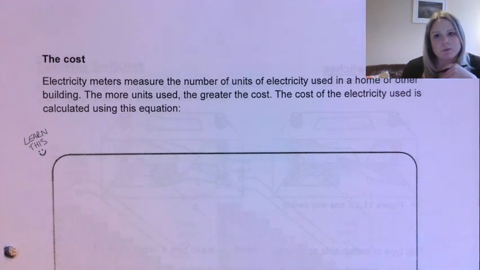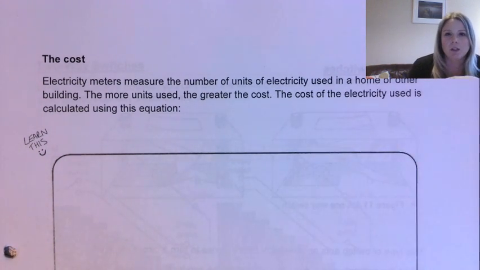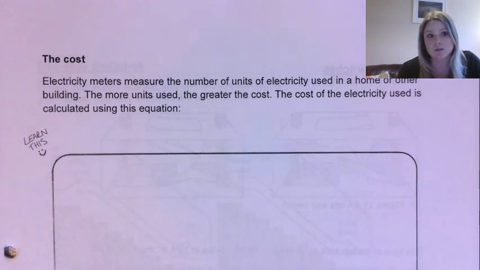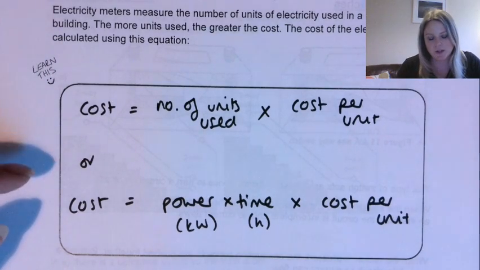So all that stuff that we were looking at there was just really to figure out the amount of energy that was being used by an appliance, or the number of units that was being used. So we're going to now transfer that into the actual cost. So here's our equations for that.